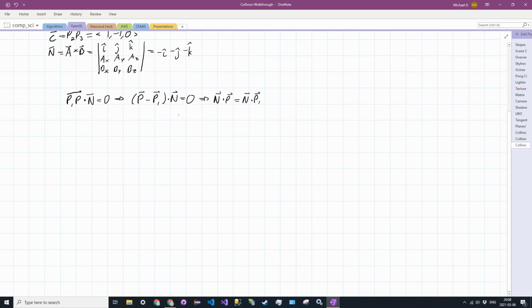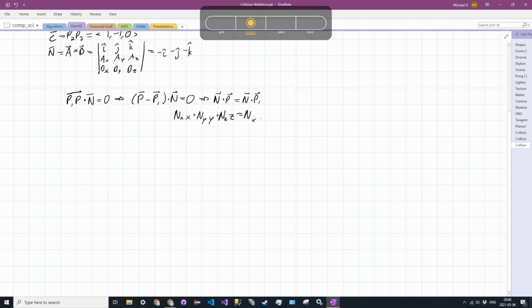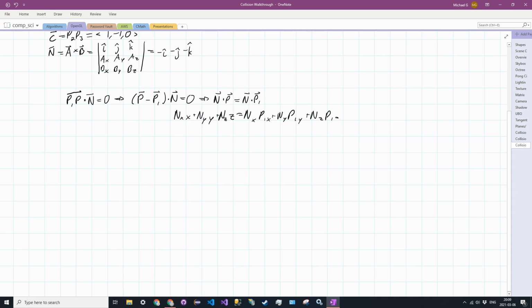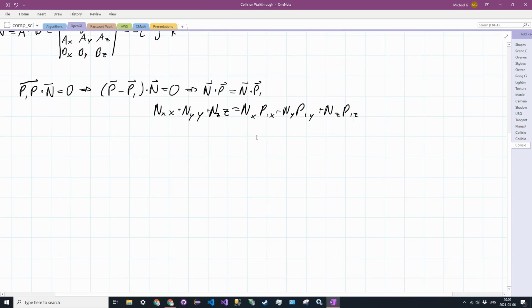And then just to expand this, I'll write it out here so we can see what it'll be in our case. So nx times x plus the y component times y plus nz times z, where x, y, and z are the general values, and then nx times p1x, which is our known value, plus ny p1y plus nz p1z. Forgive my bad handwriting. And with this, we now have a plane.